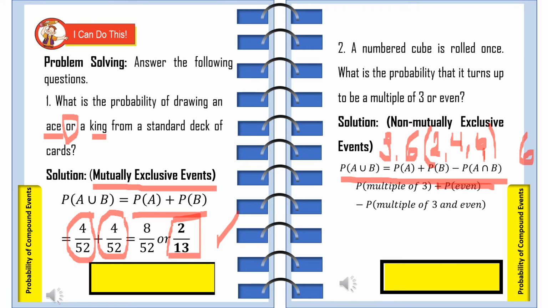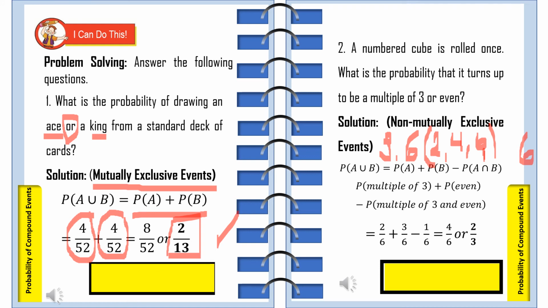So, tingnan natin ngayon. Multiple of 3, that is 3 and 6. Even, 2, 4, 6. Multiples of 3 and even number, yun yung 6. Yung 6 kasi is multiples of 3, tapos even number pa siya. Kaya yun yung kanyang common. So, ang ating solution dito is 2 over 6, kasi meron tayong 2 numbers dun sa cube. That is 3 and 6.